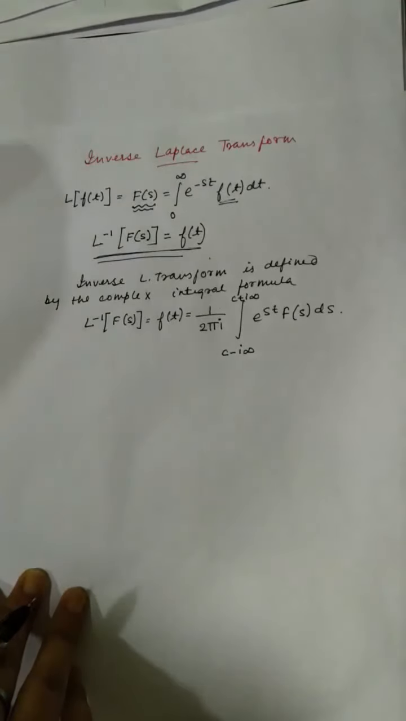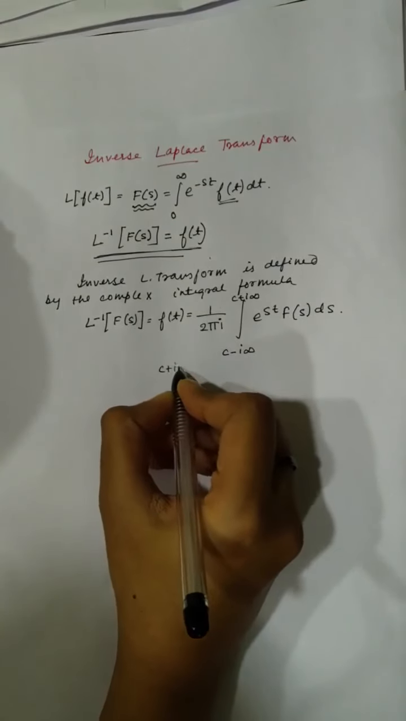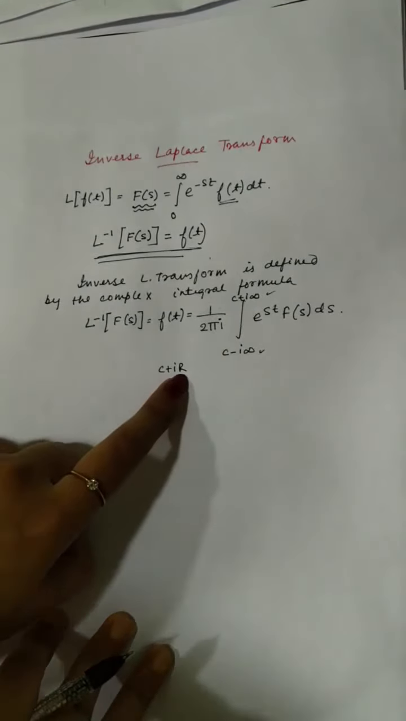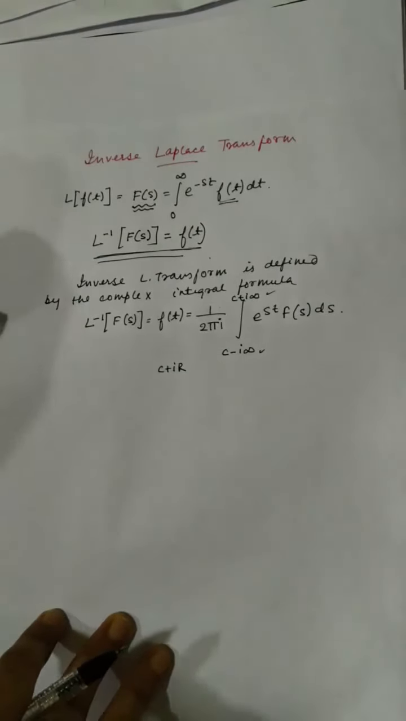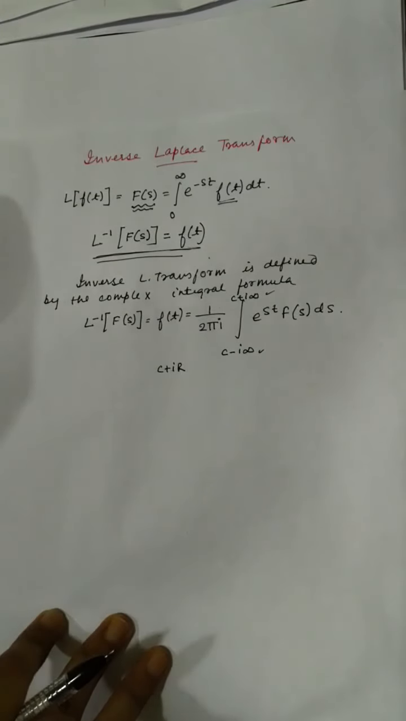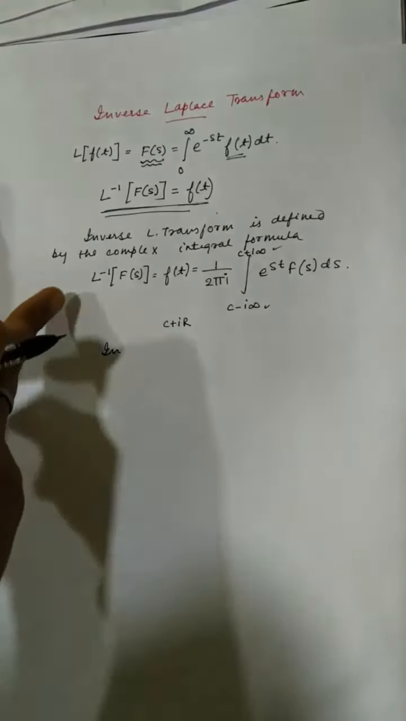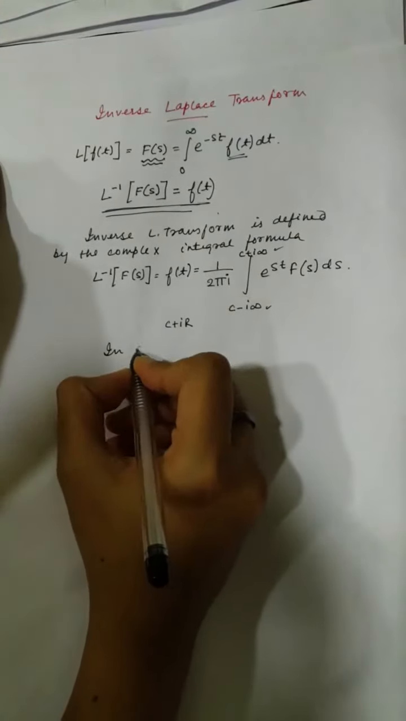In this formula, the path of integration is a straight line which is given by c plus iR, like you can see from the integral limits, and what we do is we change this r from minus infinity to plus infinity. We will come to that later. Now we will see how we can find the inverse Laplace transform of various functions, right? So in general, we'll come to this integral later. Now we'll go stepwise.